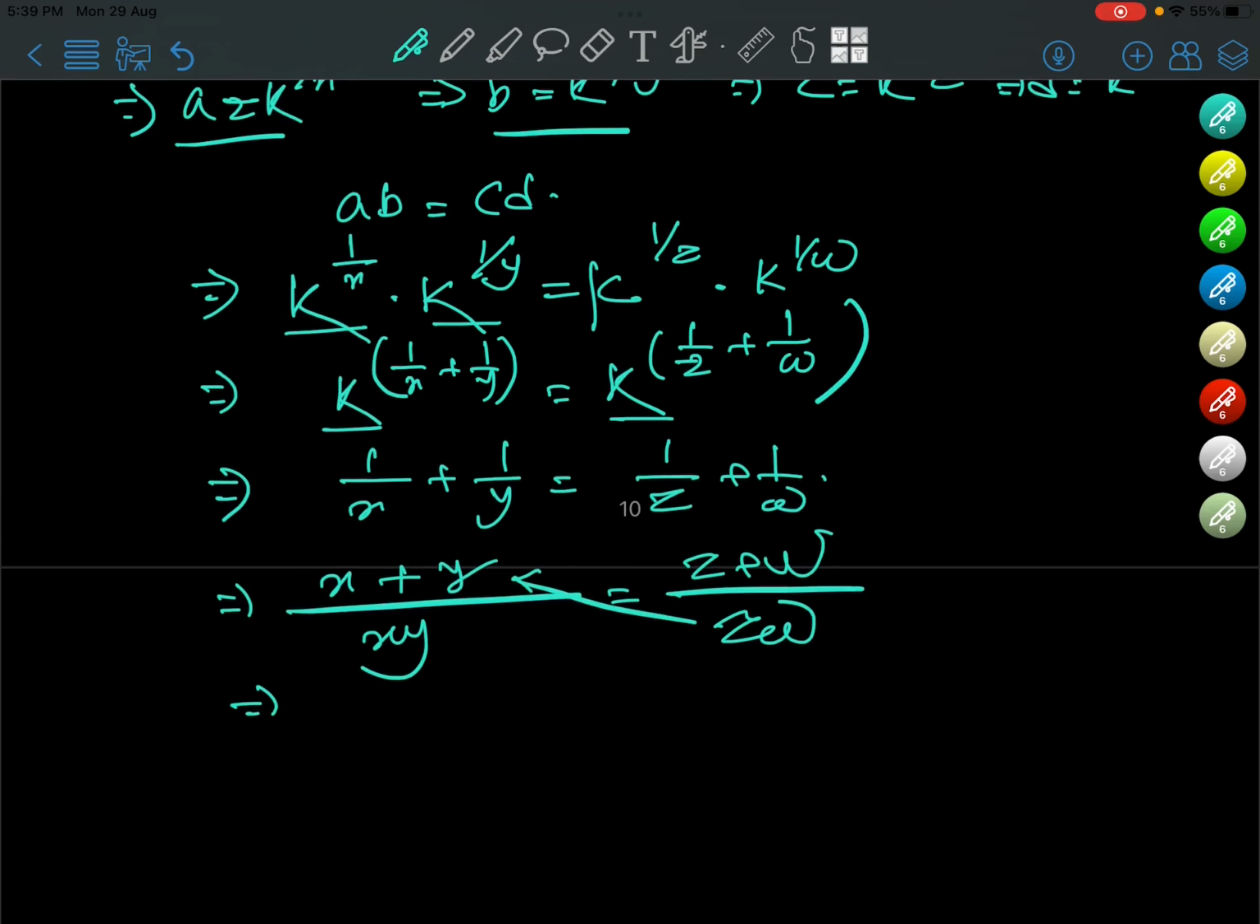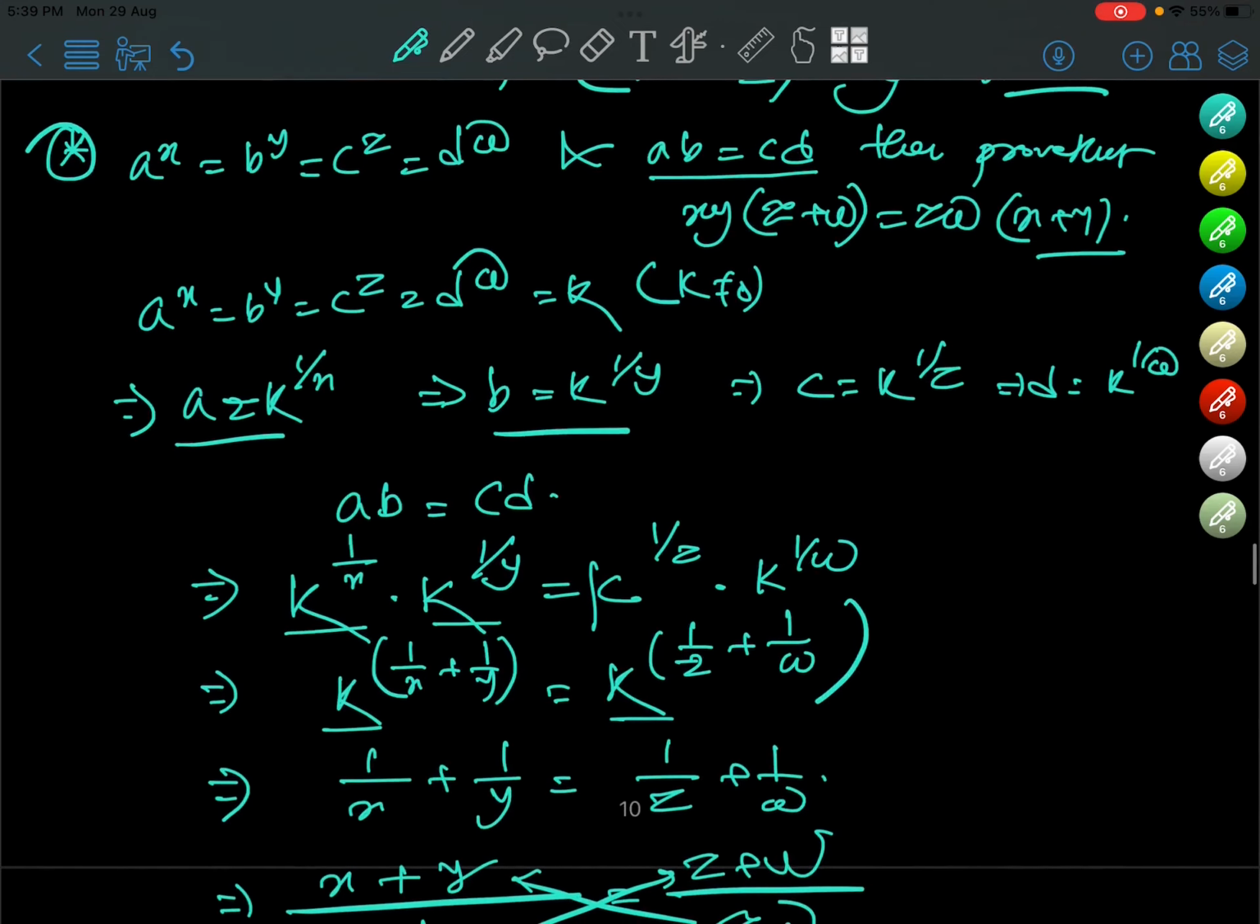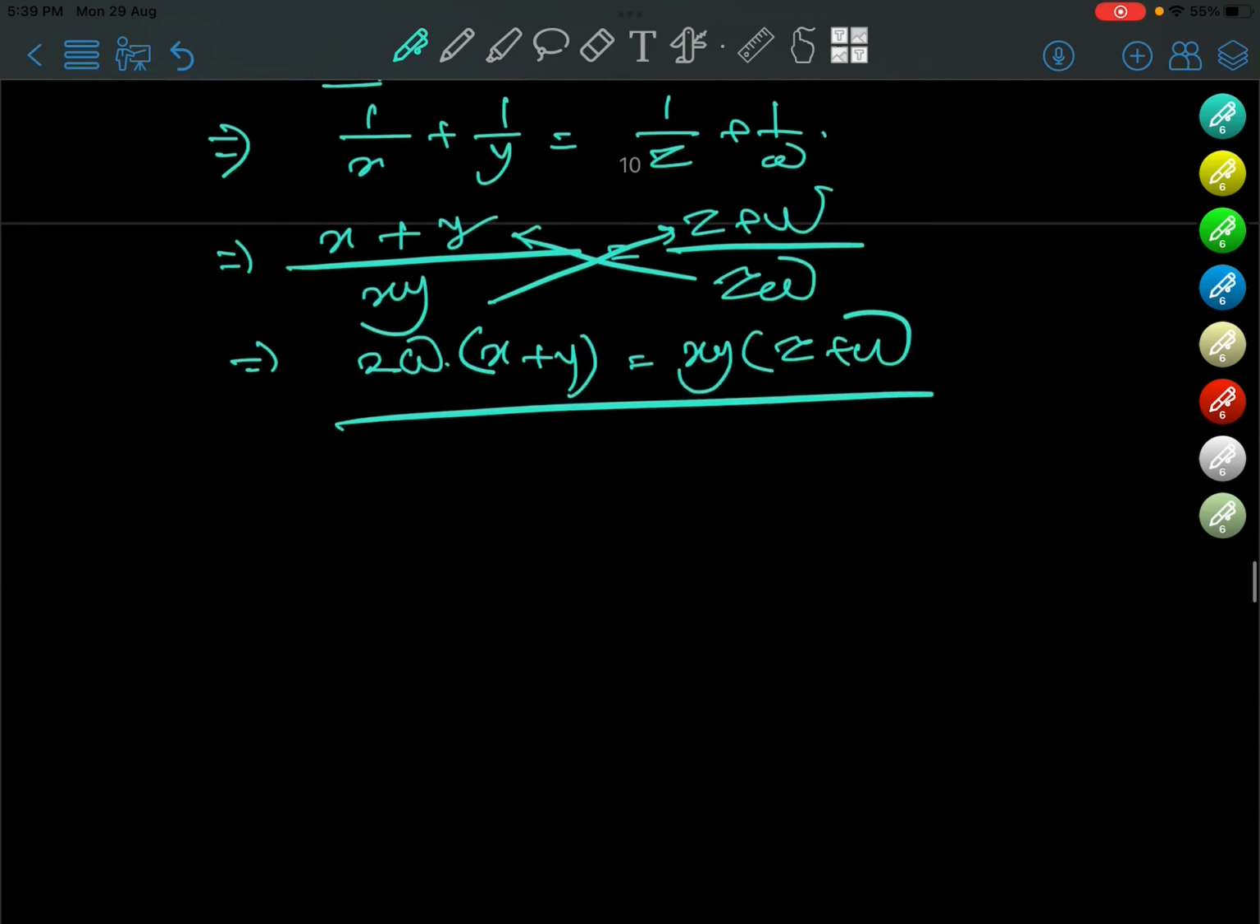Now we are going to do the cross multiplication. Now zw equals zw into x plus y equals xy into z plus w. You can see this is the proof they asked for. Now this is proven.